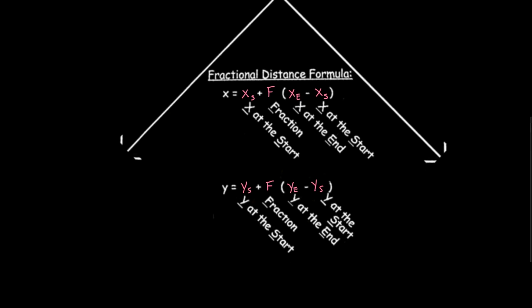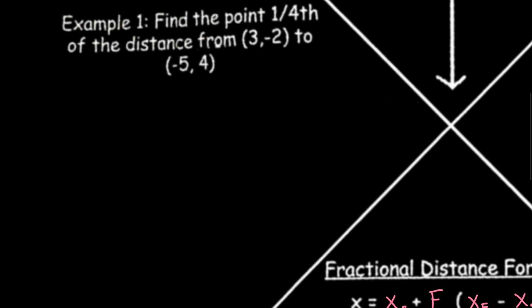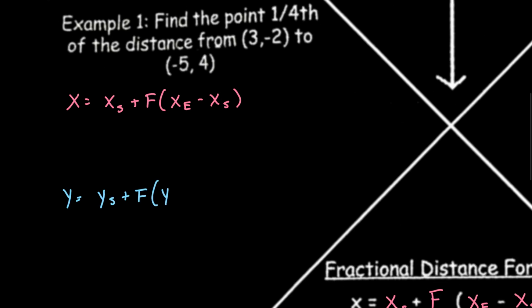All right, so let's do this example up here. I'm going to rewrite our equations. How many equations are we solving? Two, right? One for x, so x at the start plus the fraction times x at the end minus x at the start. That's our first equation. And our second equation is for what? Y. So y at the start plus the fraction times y at the end minus y at the start.